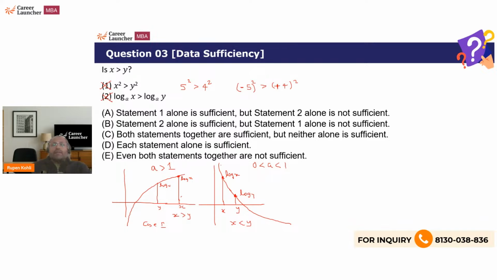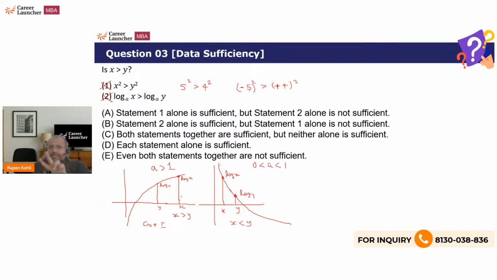So therefore now we have to combine, right? Now, each statement alone is not sufficient. What happens if we combine? Now you come to the first example that we took. Remember that when we said that x could be less than y, did you see that we took a negative value of x?